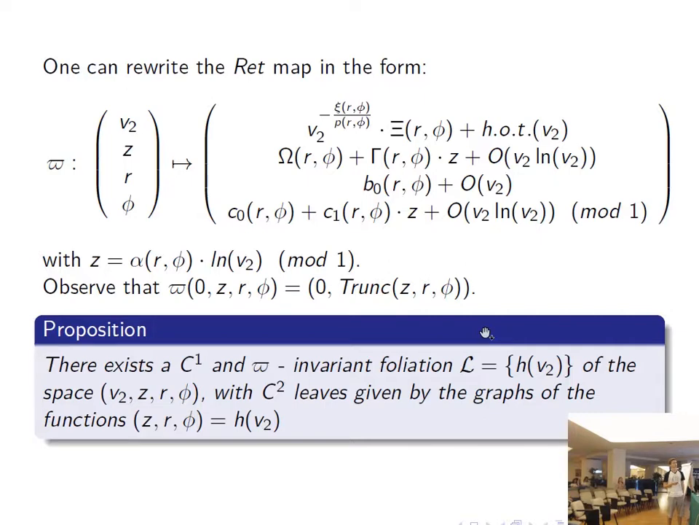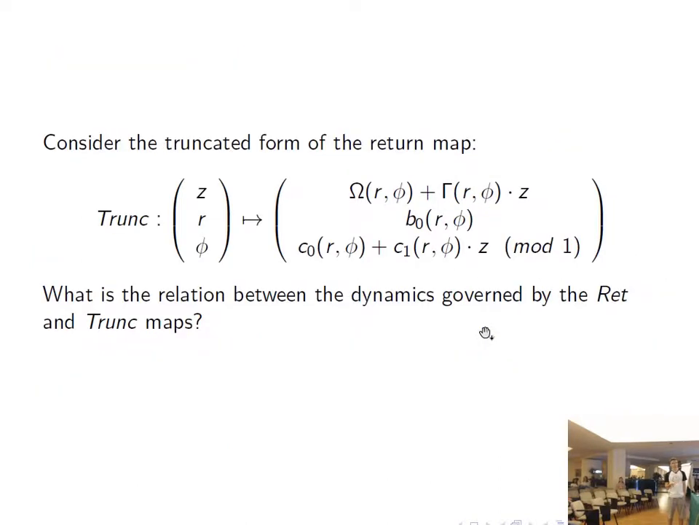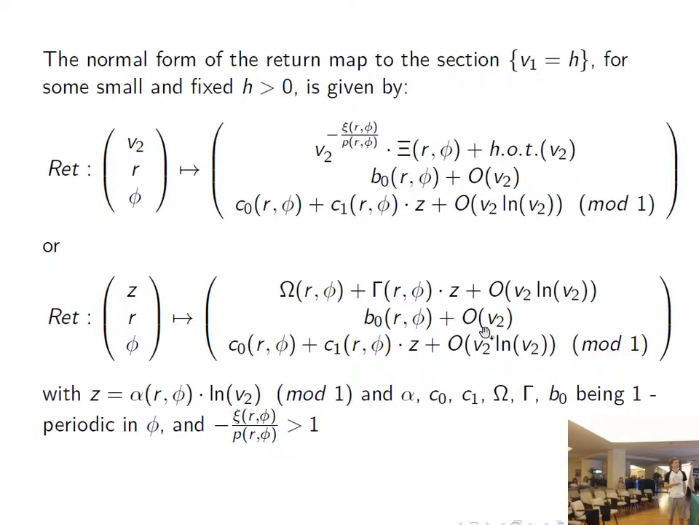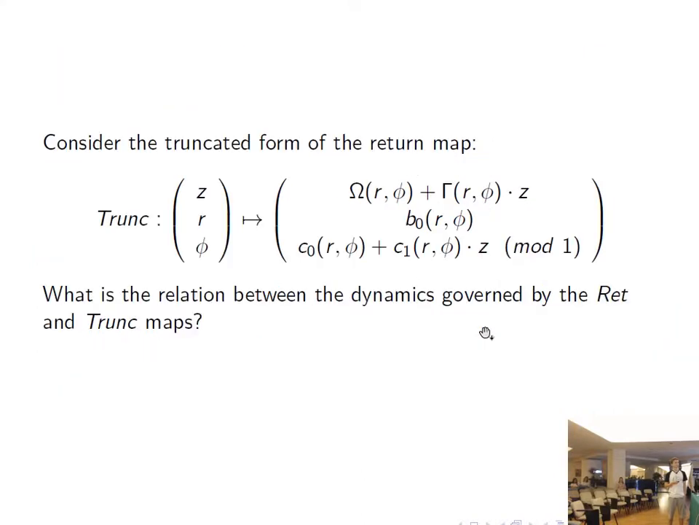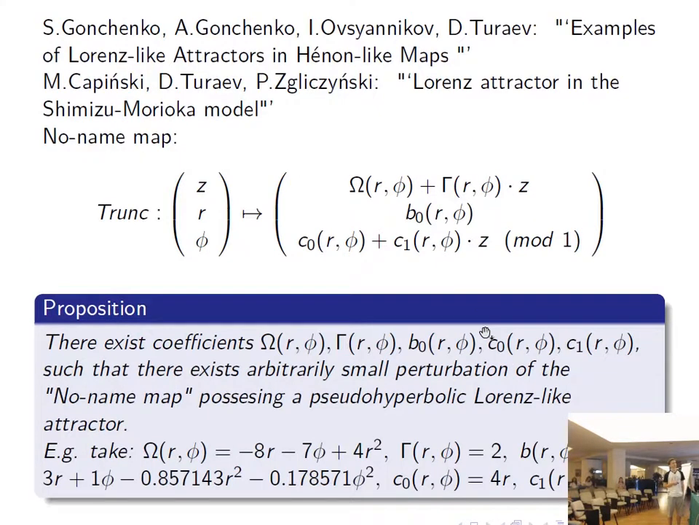Since we've got a strong contraction to 0 of the first coordinate, and there is an invariant foliation of the phase space of this form, we find out that there is a one-to-one correspondence between the limit properties of the return map and the truncated map. So in the limit, the dynamics of the return map is the same as the dynamics of the truncated map. So we've got a truncated map to investigate.